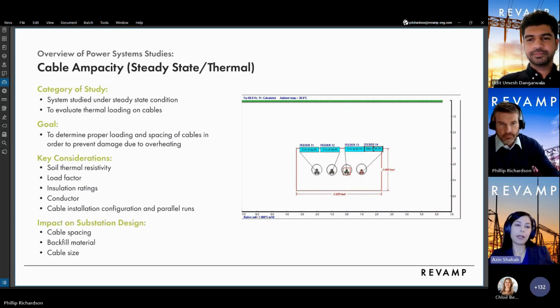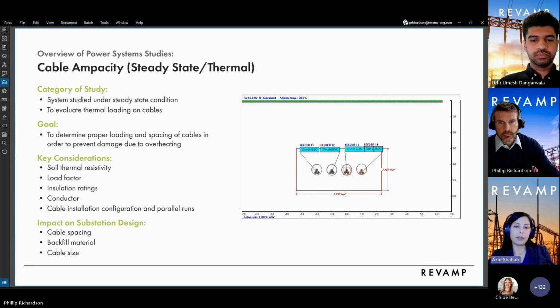Thanks, Udit. The next study that we are going to discuss for the purpose of HV substation design is cable ampacity study. This study is performed under steady state conditions to evaluate the thermal loading on the cables and ensure that the temperature ratings are not exceeded. The goal of this study is to determine proper loading and spacing of the cables in order to prevent any damages that might occur to the cables due to overheating.